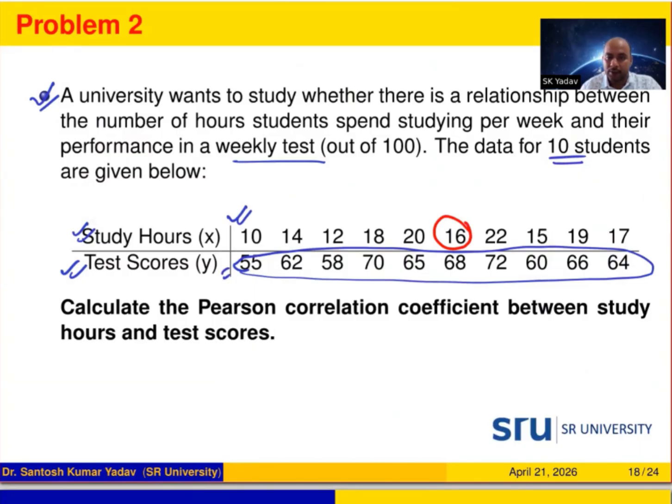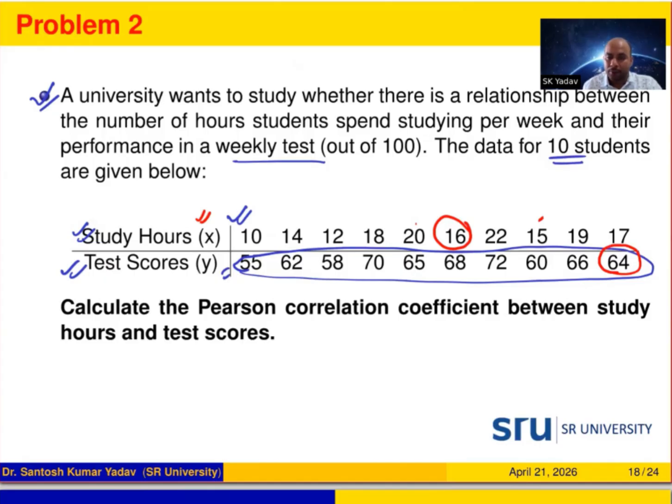You can take 20 also. You can take 18 also. You can take 15 also. Whatever number you take, it will not change the final answer, because R is independent of change of origin. So I have taken here 16 in the X series and 64 in the Y series as assumed mean.